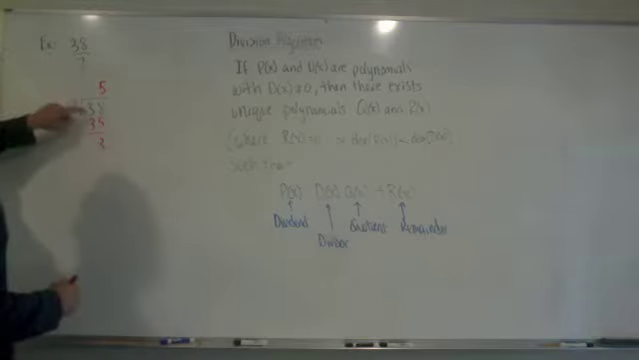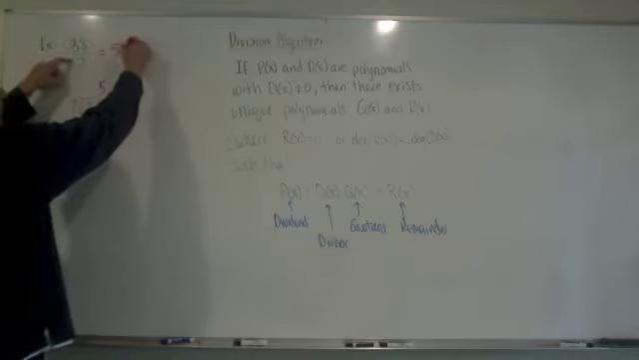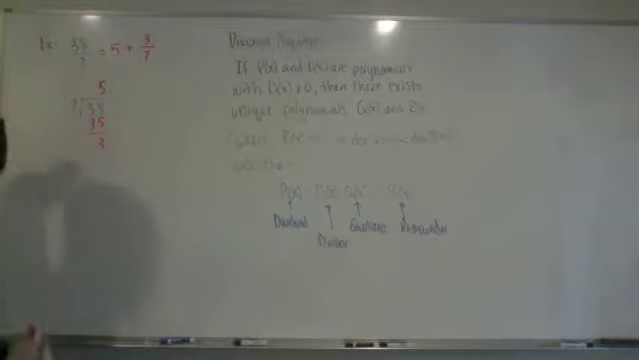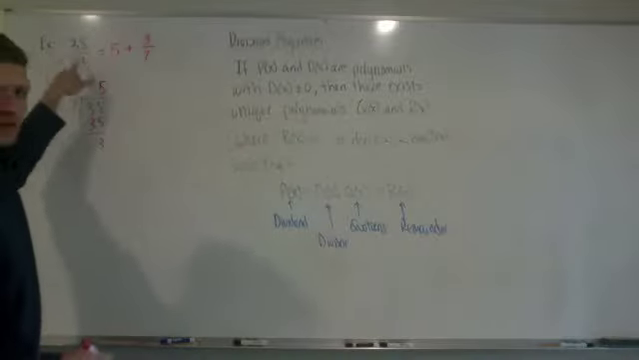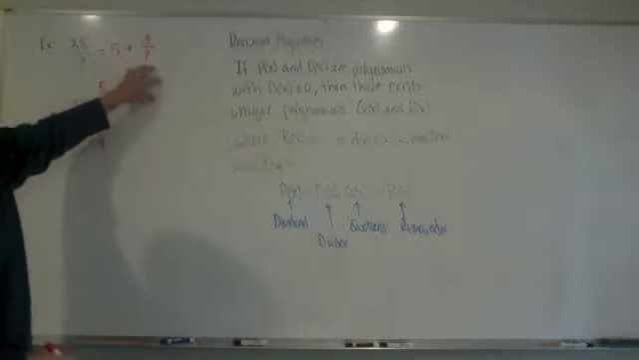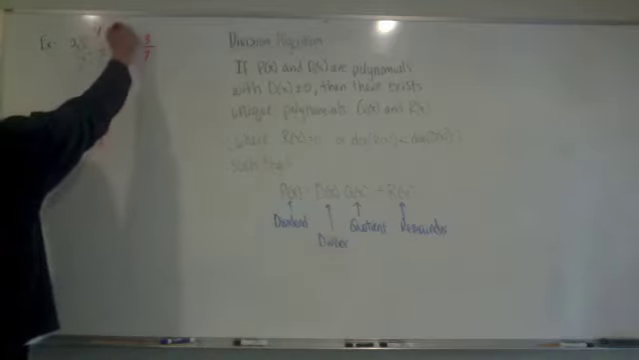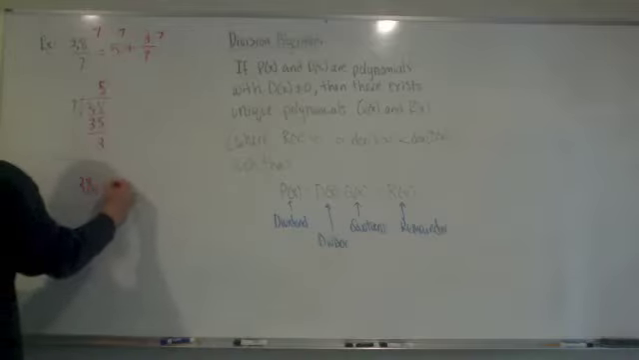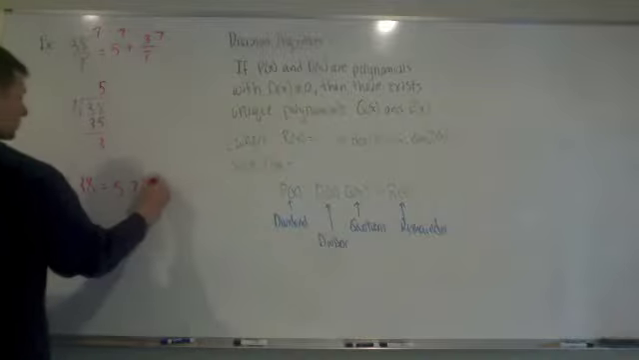So we could say that 38 divided by 7 is equal to 5 plus my remainder, which is 3 divided by 7, correct? Well, now let's take this equation here, 38 over 7 equals 5 plus 3 sevenths, and multiply everybody by 7 and see what happens. If I multiply everybody by 7, I get 38 equals 5 times 7 plus, again, these 7's cancel, plus 3.